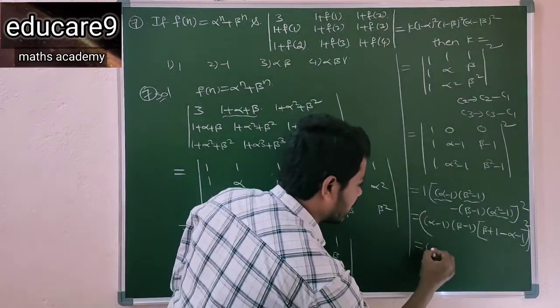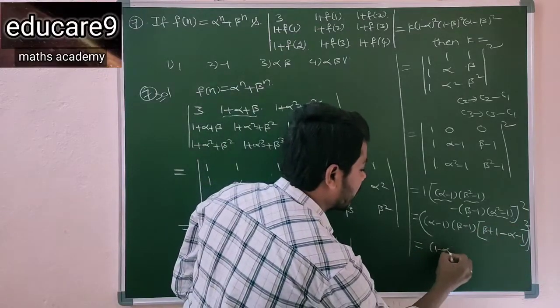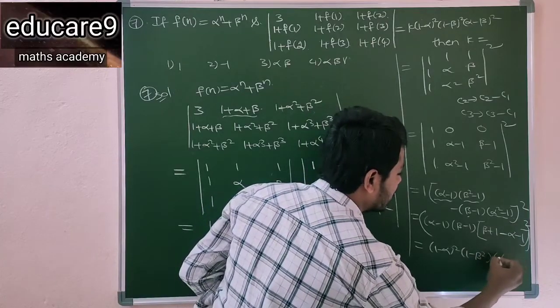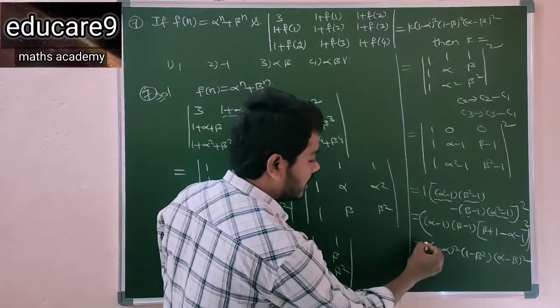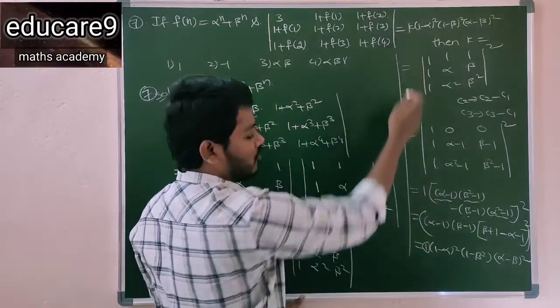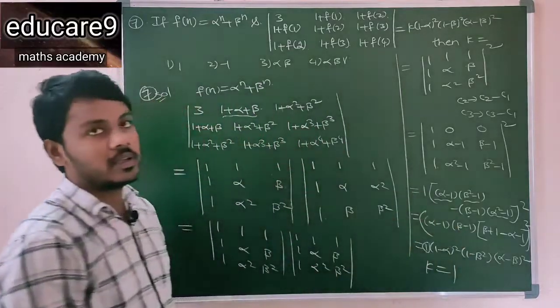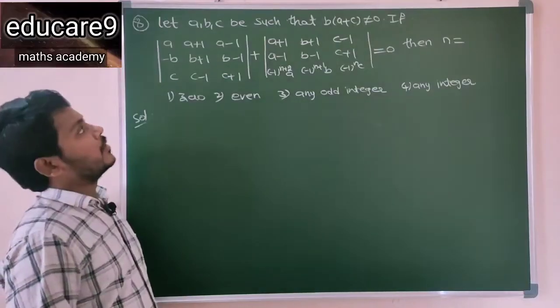Now here this is what? Alpha minus 1 whole square. This write as 1 minus alpha square, 1 minus beta whole square, next alpha minus beta whole square. So clearly in place of k is what? 1. So k is equals to 1. So clearly option 1. So see the next one.